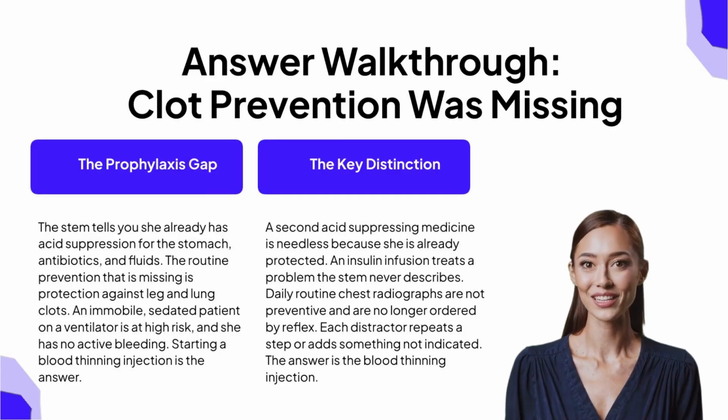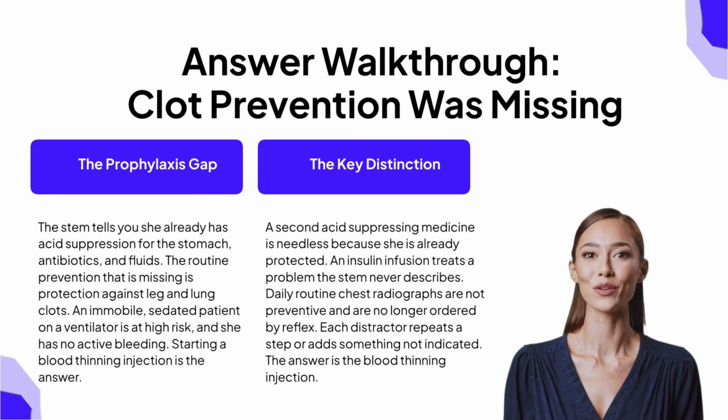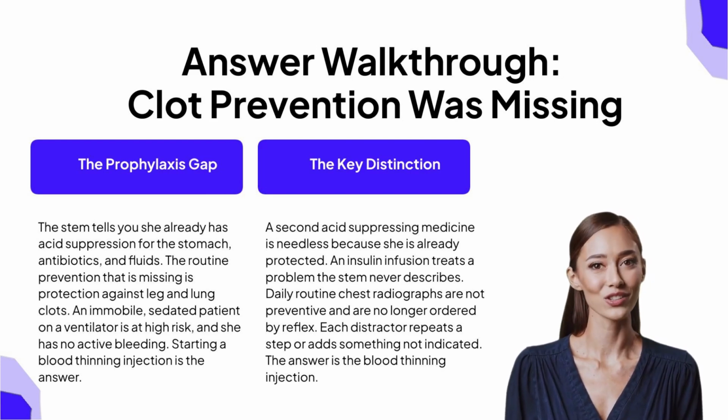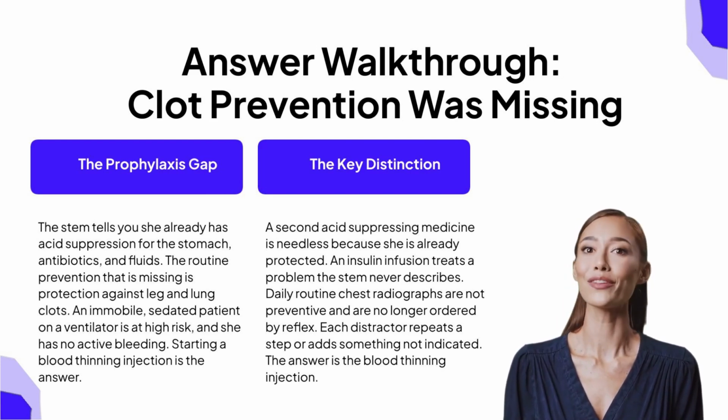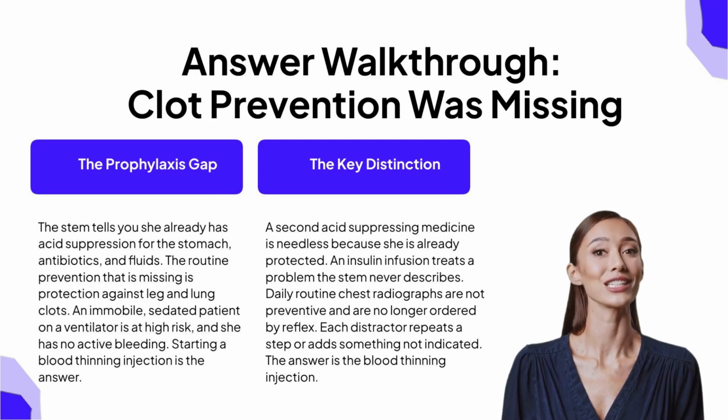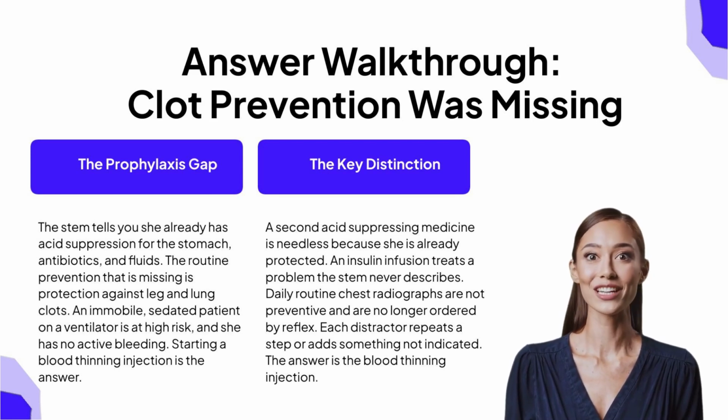Let us break down this answer. First, spot the prophylaxis gap. The stem tells you she already has acid suppression protecting her stomach, along with antibiotics and fluids. The routine prevention that is missing is protection against leg and lung clots. An immobile, sedated patient on a ventilator is at high risk for clots, and the stem specifically tells you she has no active bleeding to stop you. So starting a blood-thinning injection to prevent clots is the answer.